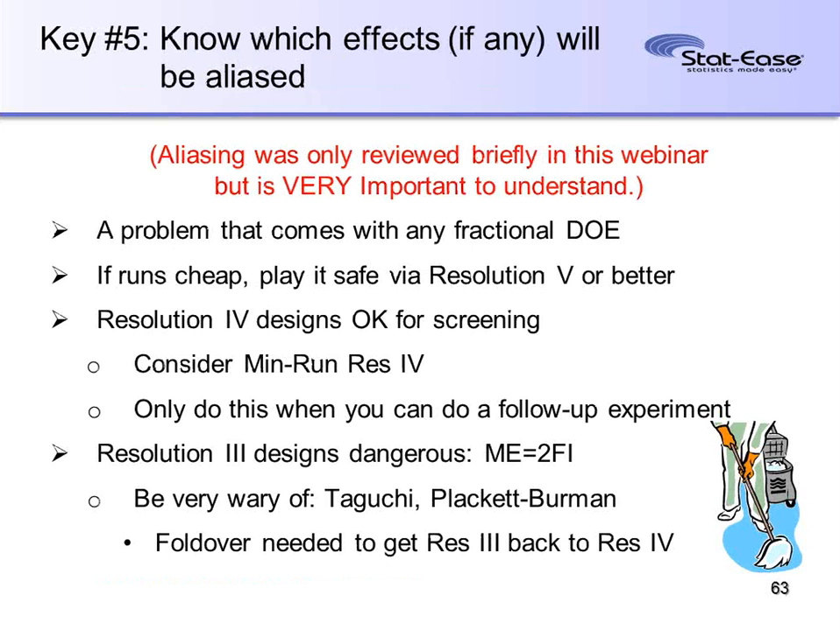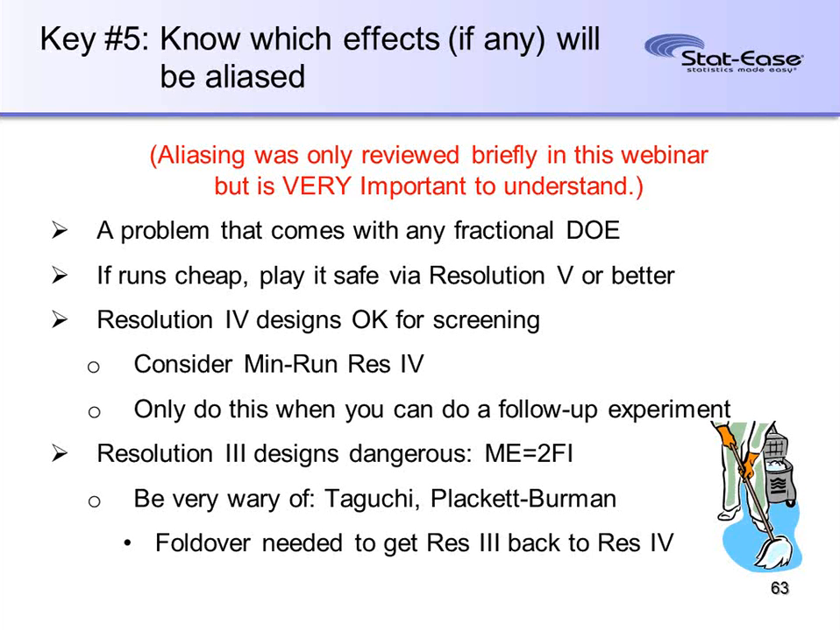We didn't talk about aliasing very much here, but it's really one of the keys to understanding the design choice that you make. It's a problem that comes with any fractional factorial design. As long as you can afford it, use the green designs, which are resolution 5 or higher. Those will put you in a situation where you don't have to worry about the aliasing.